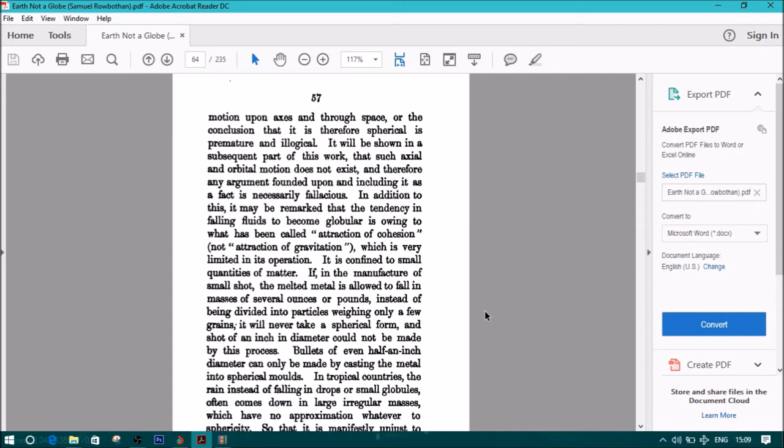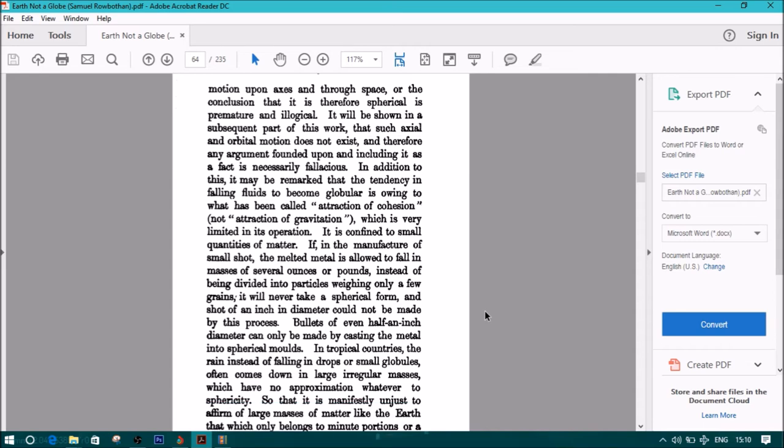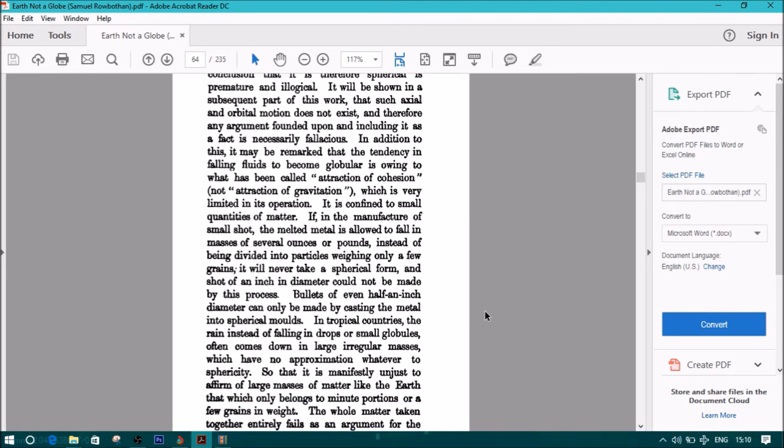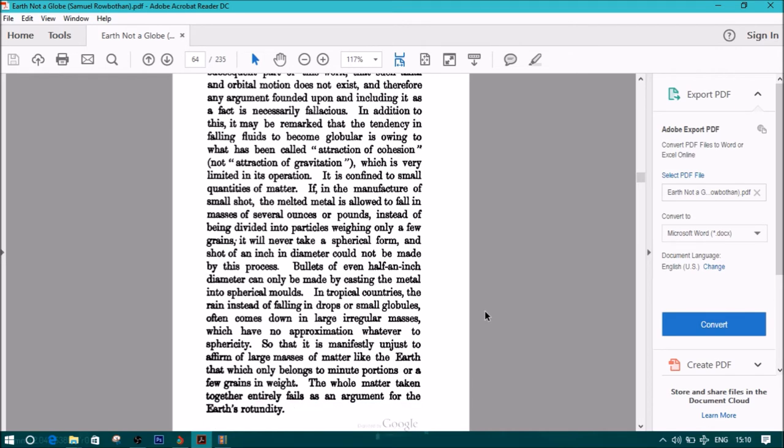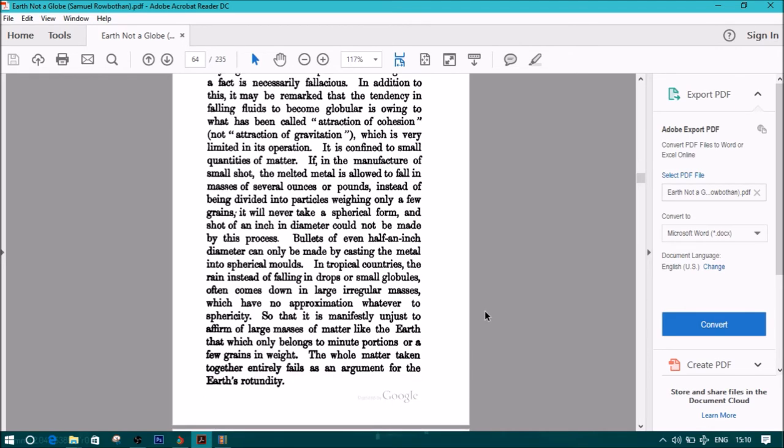Bullets of even half an inch diameter can only be made by casting the metal into spherical molds. In tropical countries, the rain, instead of falling in drops or small globules, often comes down in large irregular masses which have no approximation whatever to sphericity, so that it is manifestly unjust to affirm of large masses of matter like the Earth that which only belongs to minute portions or a few grains in weight. The whole matter, taken together entirely, fails as an argument for the Earth's rotundity.